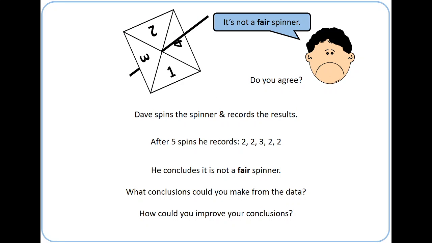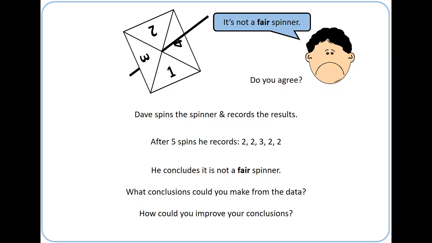So here we have Dave, and Dave has done a little mini experiment using this spinner. So it's a spinner and it's got 4 sides, it's labelled 1, 2, 3, 4, and he spins the spinner and he's recorded his results, and after 5 spins he's got the results: a 2, a 2, a 3, a 2 and a 2. And Dave thinks that it's not fair because it's landed on 2 much more than he would expect. So if it's a fair spinner, you would expect it to land on all of them around once, okay?